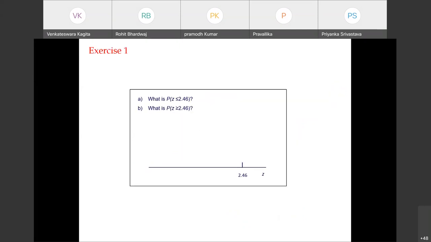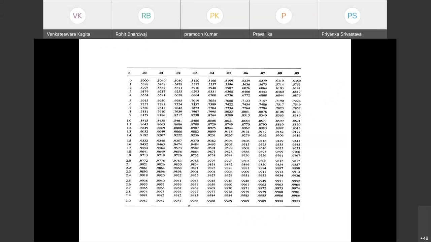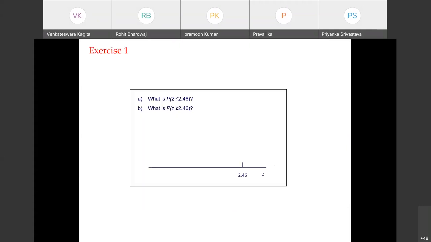Now the question is, from this table, what is the probability that Z is less than or equal to 2.46, if Z follows the standard normal distribution? We have got 0.9931. What is the probability that Z is greater than or equal to 2.46, which means this area? We know that the total area is 1 and this area is 0.9931. So 1 minus 0.9931 is 0.0069.